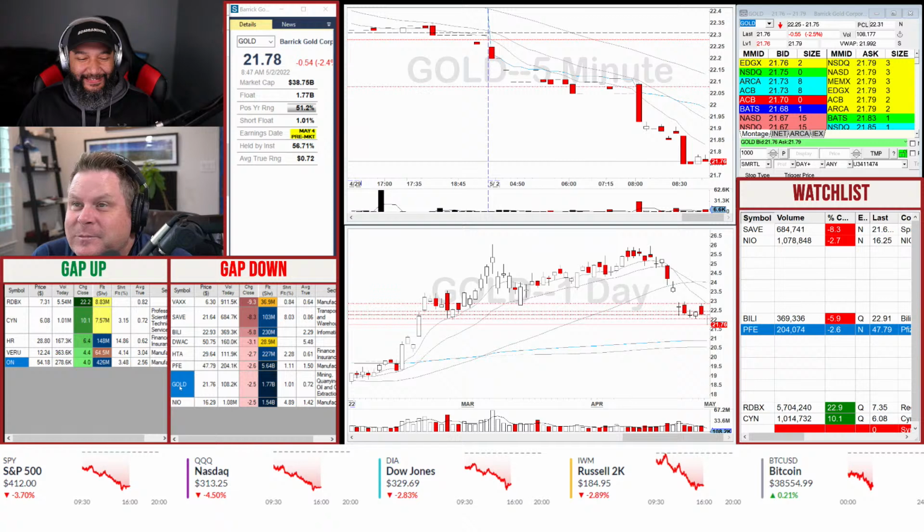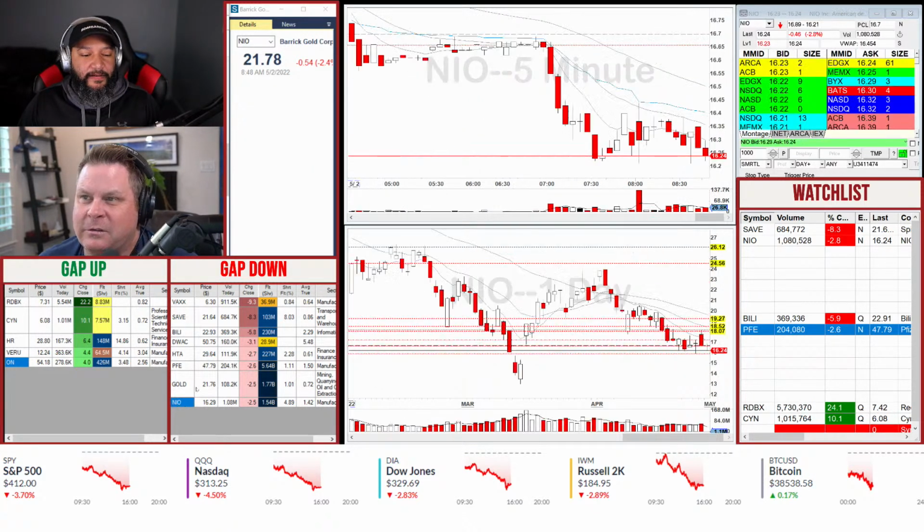Let's head down to the gold ETF there. Again, I usually don't keep this on my list. There are other better ETFs than this one, but this is tradable. I've seen some people take a couple of swings on that.